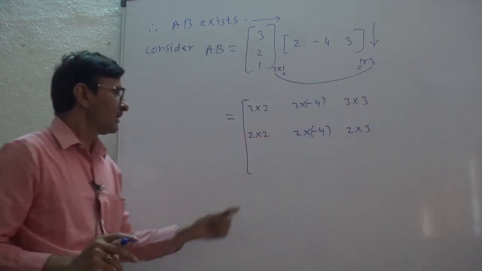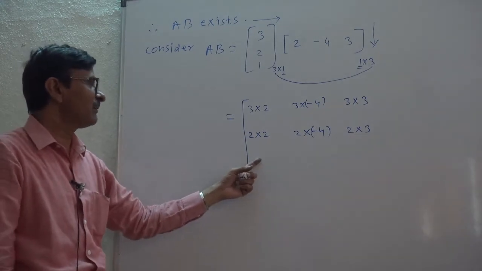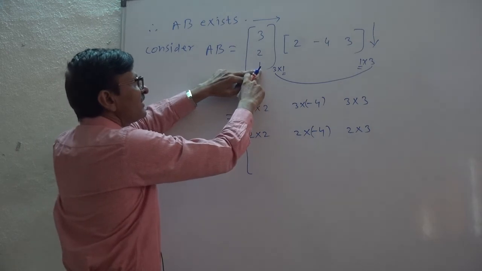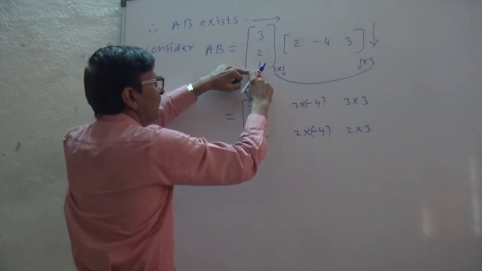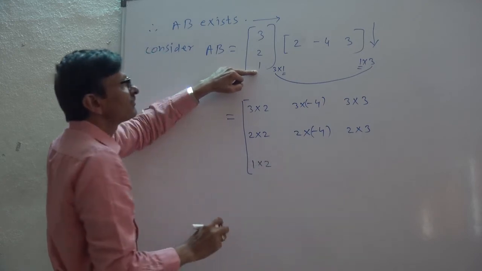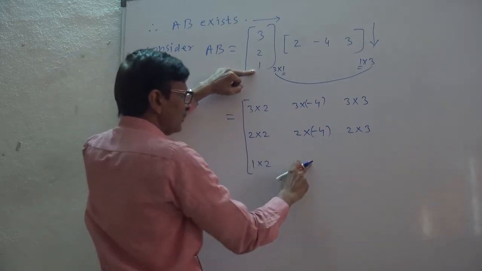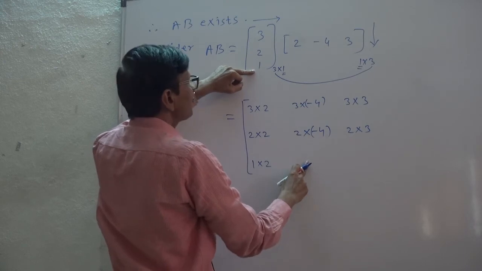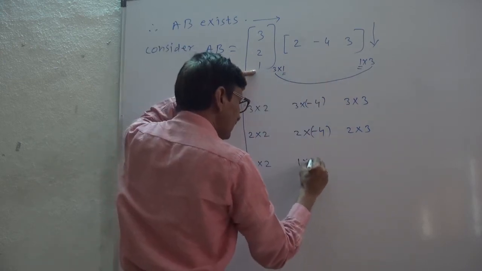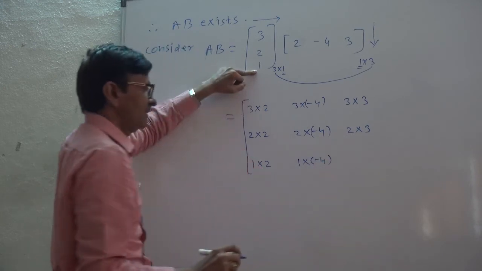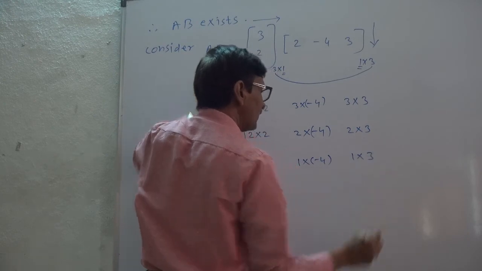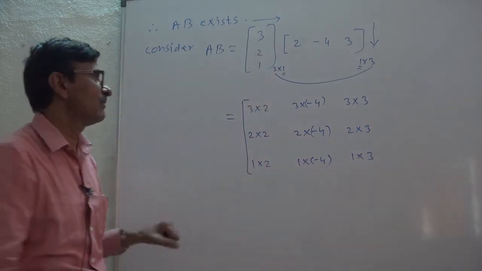Now what is the position of this element? This element lies in the third row, first column. Now we consider the third row and first column. The product of the two elements is 1 into 2. The position is third row, second column: 1 into minus 4, and similarly 1 into 3. That will be the last element.